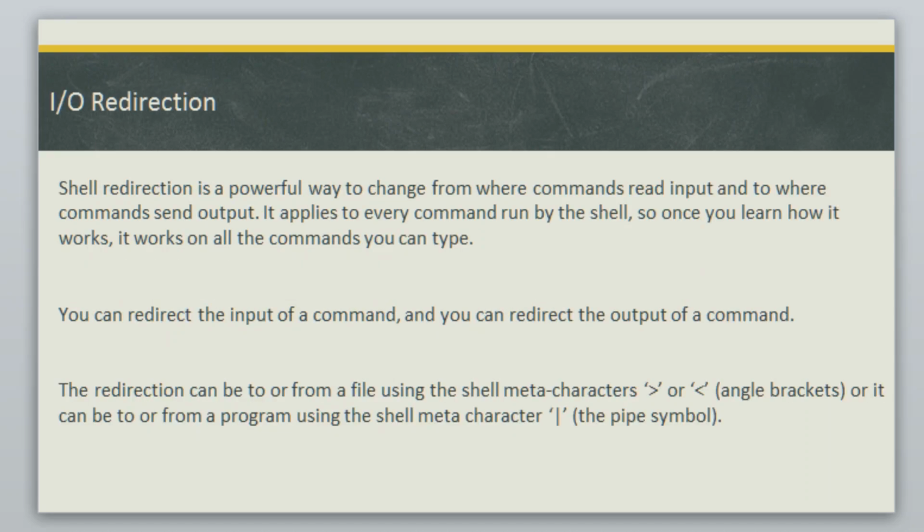Let's go ahead and talk about input-output redirection. So shell redirection is a powerful way to change from where commands read input and to where commands send output. It applies to every command run by a shell, so once you learn how it works, you can use it on all the commands you can type. You can redirect the input of a command, and you can redirect the output of a command. The redirection could be to or from a file using the shell metacharacters greater than or less than, as we just saw on our previous slide. Or it can be to or from a program using the shell metacharacter pipe, which we saw a couple of slides ago. So pipe, greater than, and less than are ways to redirect your input and output.